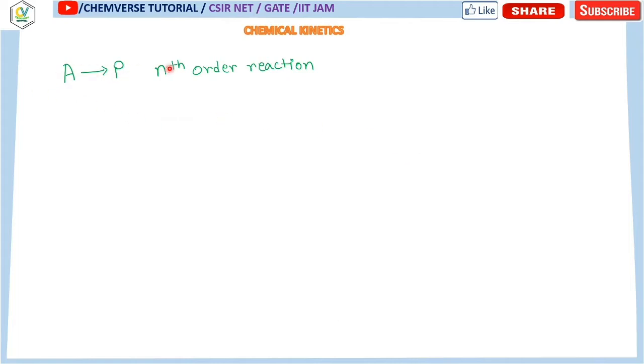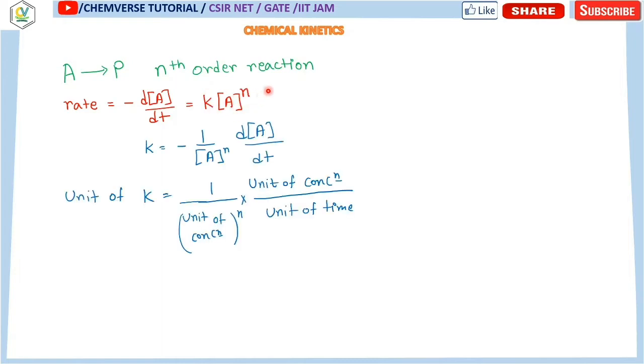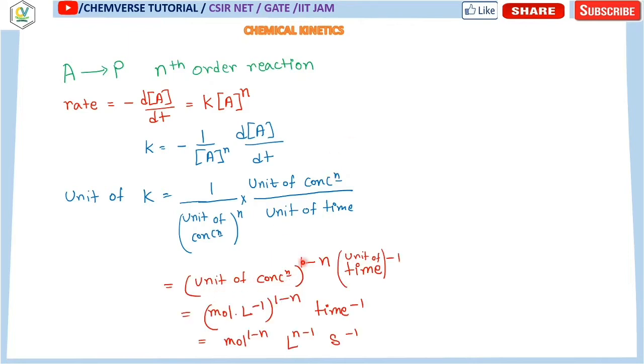Now if A to P, this conversion is an nth order reaction, then you can find that the rate expression can be written in this way: minus dA/dt is equal to K concentration of A to the power n. Now for this case, what is the expression for the rate constant? The rate constant has an expression something like this: minus 1 by concentration of A to the power n, dA/dt. Now if you consider the unit, this is the concentration term to the power n. n is the order of the reaction, and in the numerator there will be the unit of concentration. So overall you will find the unit of concentration to the power 1 by n. Over here the power is 1 and here n in the denominator.